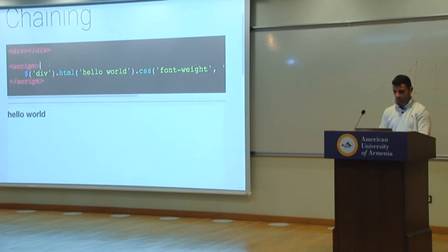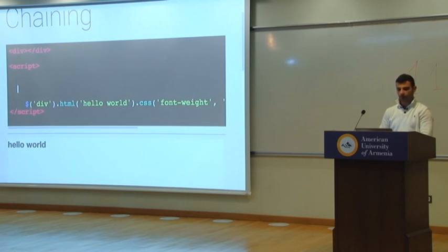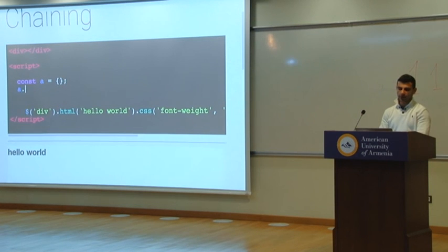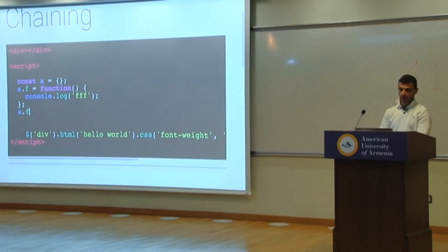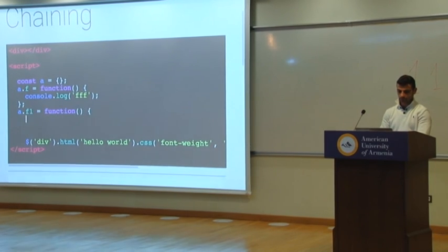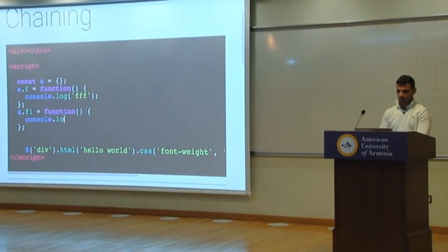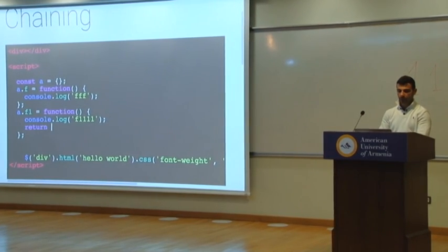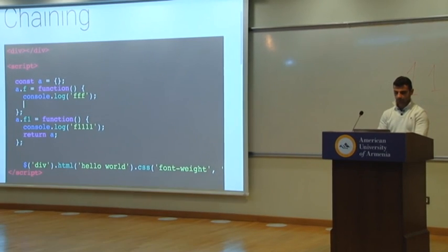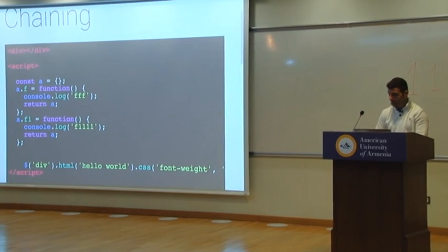Okay. Watch this. Forget jQuery. Look, const A is an object. A has a function, like f. That function is going to do something, like console.log fff. We have another function, a.f1. Console.log f1111. Let's have both of them return A. With me so far? Okay.